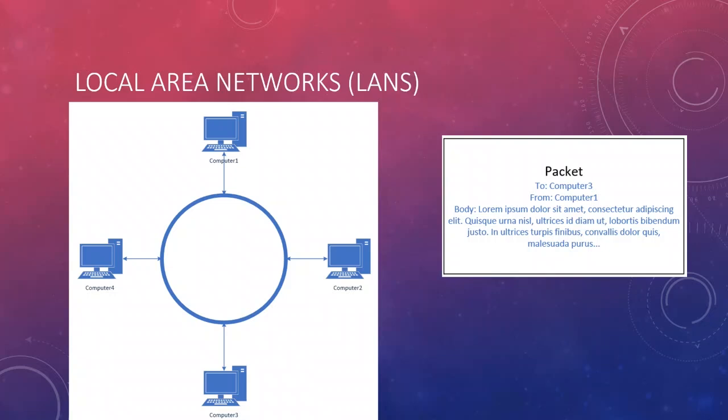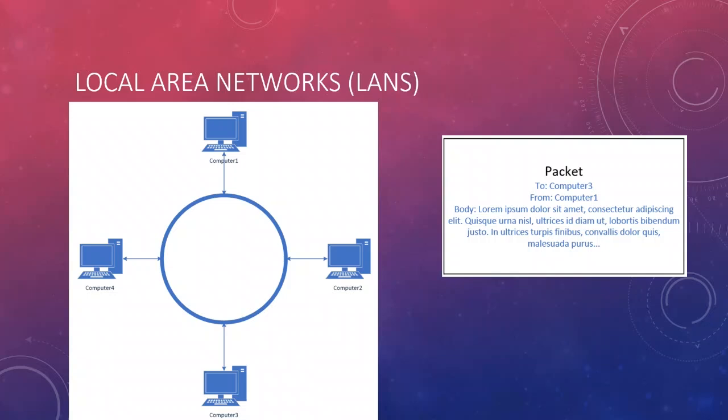So anyway, imagine that in this case, computer 1 is going to send a packet to computer 3. Computer 1 is going to write that packet. Imagine it going around in the circle. Each computer looks at the to of that packet and says, that's not for me, that's not for me, oh, that's for me. So computer 3 is going to read it off of the wire and then go look at the body.